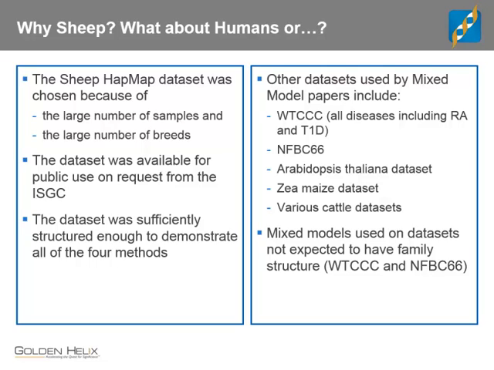Other datasets referenced in mixed model papers include the Wellcome Trust dataset, the 1966 Northern Finland birth cohort, Thale Cress, maize, as well as various cattle datasets. While some of these datasets, notably the plant and animal datasets, are expected to have cryptic relatedness, the Wellcome Trust and Finland datasets are not supposed to have related samples. However, the Kong 2010 and Segura 2012 papers show that their methods outperform naive GWAS approaches on these datasets.